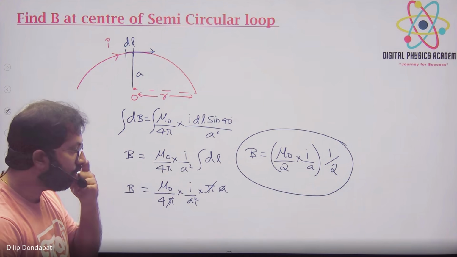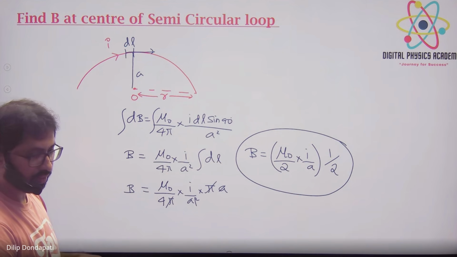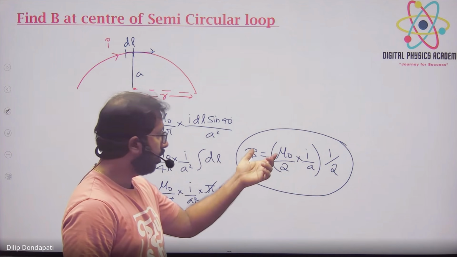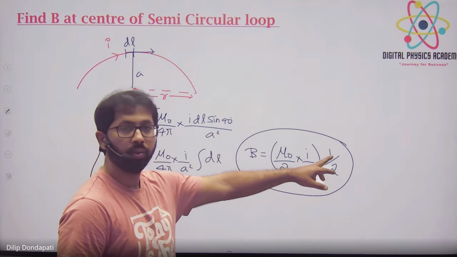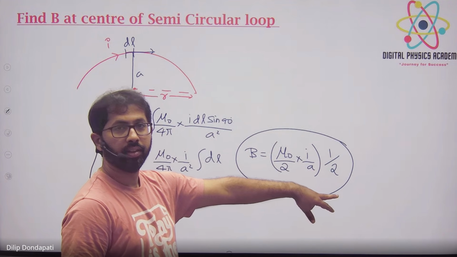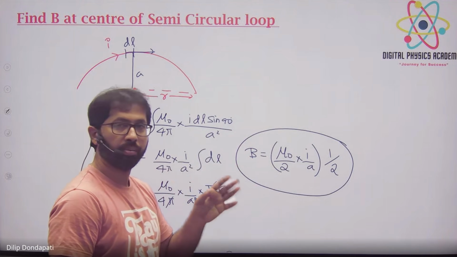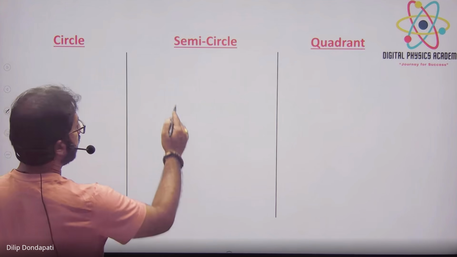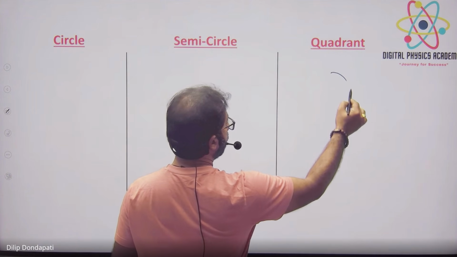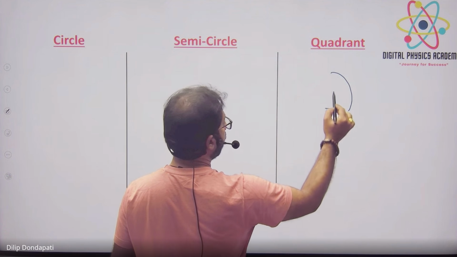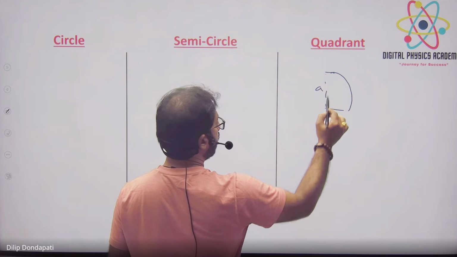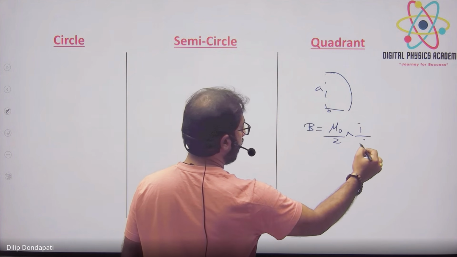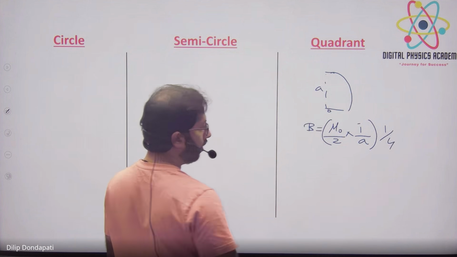So tell me, what will be the formula for a quadrant? Mu naught by 2 into I by A into 1 by 4. A quadrant is how many circles? 1 by 4, done. So the quadrant formula is, so B is mu naught by 2 into I by A times 1 by 4. This is a quadrant.